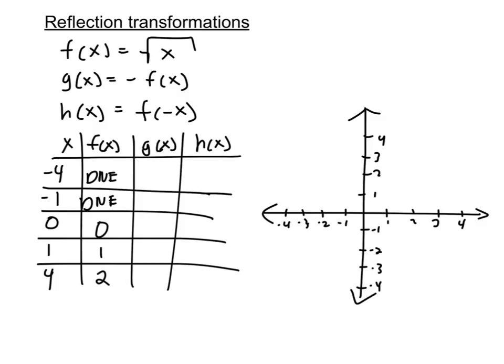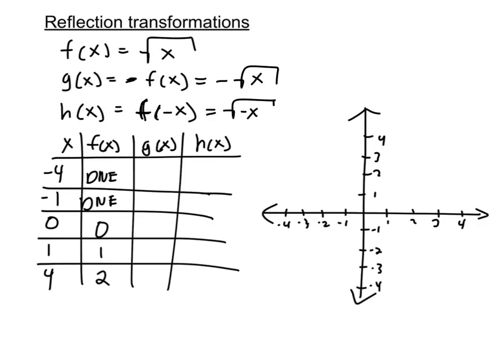Notice when you plug in a negative value for x, there's no answer. The answer doesn't exist. So DNE stands for does not exist. Okay, now let's do the same thing for g of x. Negative f of x, where f of x equals the square root of x, so I just plug that in: negative square root of x. Then h of x is f of negative x, so that means where I see x in f, I have to put in negative x.